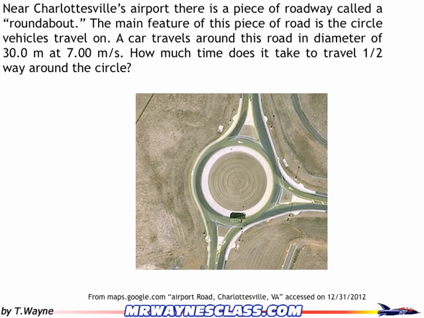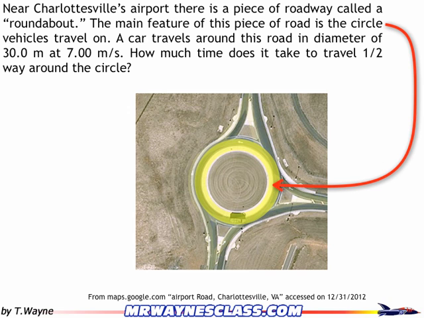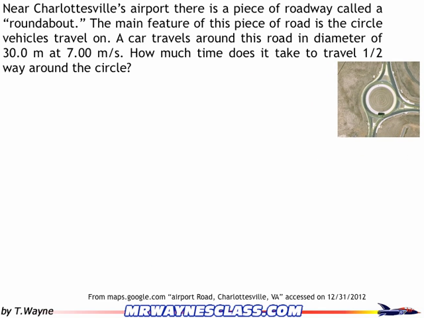So you can see on this Google Maps image that I have down here, this is the actual roundabout I was speaking of. And you can see there's actually a car on it right there in the center. To help identify this a little bit, let me highlight it. So now you can see that that's the circle that we're talking about the car traveling on, and that's got a diameter of 30 meters. So let me get rid of some of this, shrink it down.